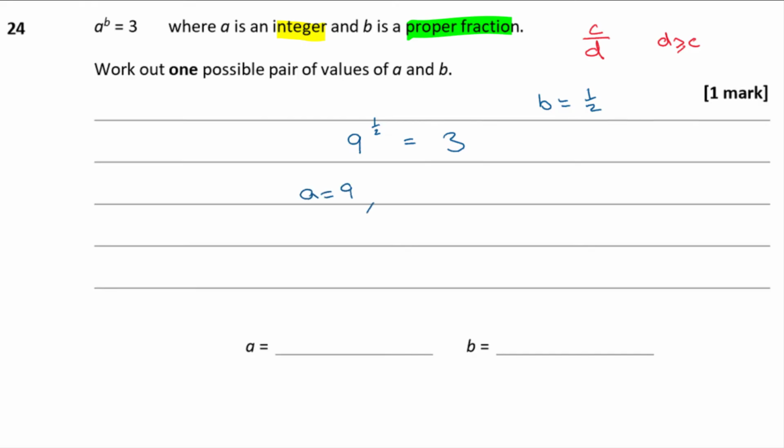So a is 9. B is a proper fraction. It's a half. And then a to the power of b is 9 to the power of a half, which is 3. I think we are winning. Now I'm pretty sure there are going to be other values that work in this. It's quite a loose relationship. But it does say that we only need to find one possible pair. I'm not having to find all of them. I found one, so that's it.